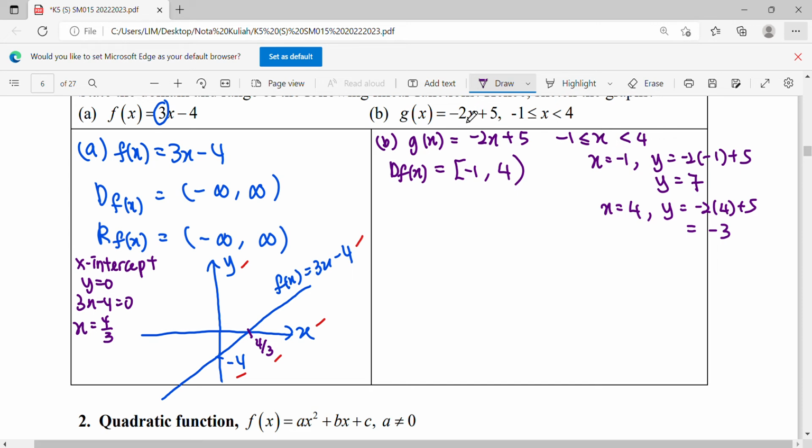And then this straight line has a negative gradient. Negative gradient means we are going down. Maximum value at 7, right? Minimum value will go down until negative 3. So your range here, sorry, this is not fx, it's supposed to be gx. So your range here, the minimum value is negative 3, not included, because the coordinate at 4 is not included, up to the maximum value 7. 7 is included for the coordinate at negative 1.